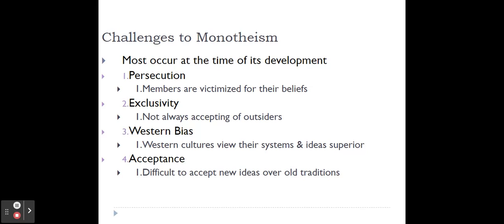So the four challenges to monotheism: persecution, exclusivity, Western bias, and acceptance. Now, real briefly, that is what we're dealing with as we move into the main monotheistic faiths today. Like I said, next week we're going to talk about Judaism. We're going to talk about the Holocaust as well. Then we'll move into Christianity, and then we'll move into Islam. And we'll talk about how these challenges factor in to the development of those religions and how those religions are going to use these challenges and how they impact the world around them.